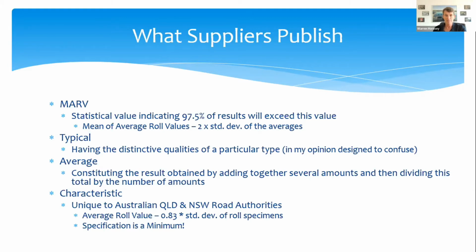It's taking the several results, adding them together, dividing by the number of results you've done, and you get an average value. Then lastly is characteristic, which is unique to Australia, and particularly Queensland and New South Wales road authorities, where they take the average roll value minus 0.83 times the standard deviation of the specimens used to get that average roll value. The actual specification is a minimum, so it's quite simply above that number. It's not a bad way of defining geotextiles because it takes into account the variability of the results across the roll width, and we'll show a little bit more about that later on.